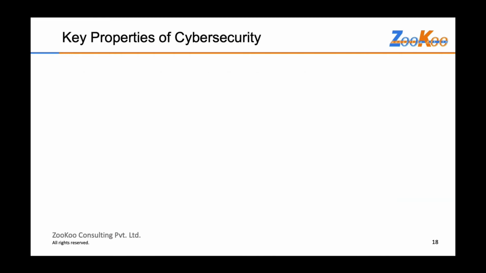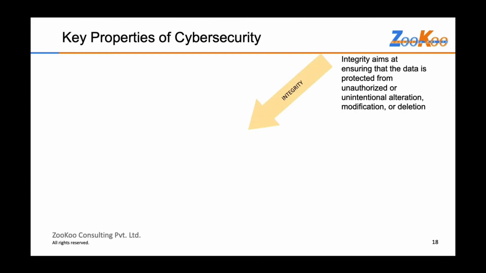Here we will see the key properties of cybersecurity that we need to ensure should not be compromised. Very first is integrity. Integrity aims at ensuring that data is protected from unauthorized or unintentional alteration, modification, or deletion.